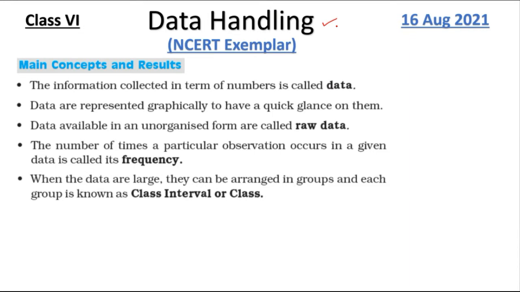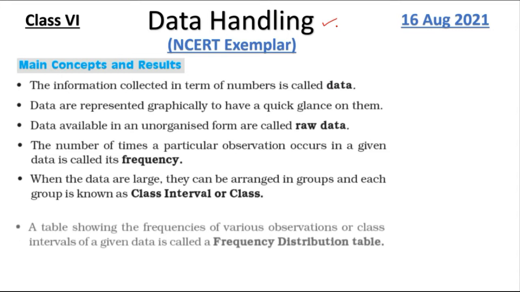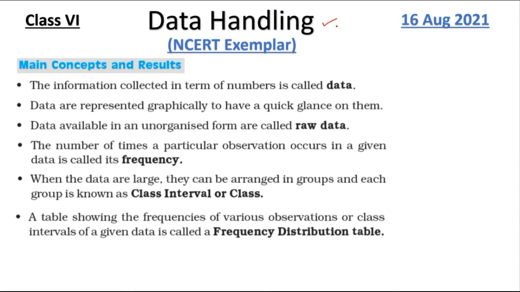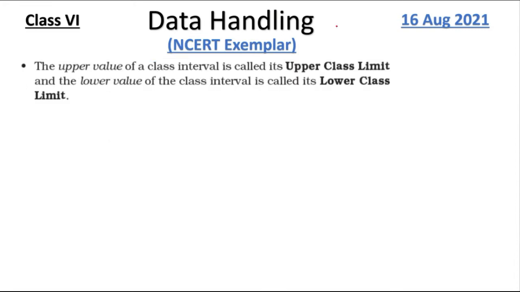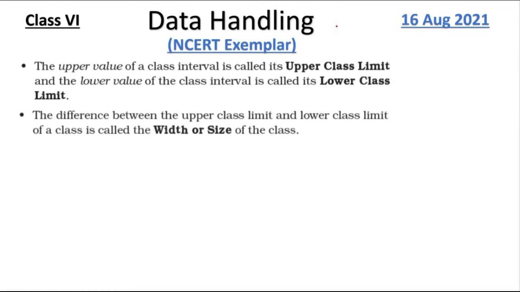A table showing the frequencies of various observations or class intervals of a given data is called a frequency distribution table. The upper value of the class interval is upper class limit and the lower value of the class interval is its lower class limit. The difference between the upper class limit and the lower class limit of a class is called the width or size of the class. The difference between the lowest and the highest observation is known as range.